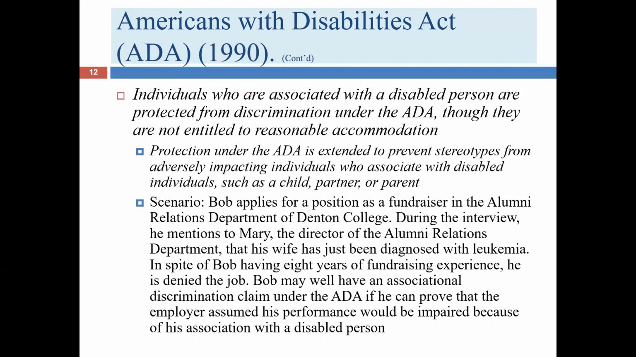If I am in some way associated with a disabled person, I can't be discriminated against on that basis. I'm not, though, entitled to a reasonable accommodation. So let's imagine that I have a disabled child. This child needs lots of physical therapy, lots of medical visits. My employer is not required to accommodate my need to be off to take my child to these various and sundry appointments. I can't be discriminated against because of my relationship with my child, but I'm not entitled to reasonable accommodations because of his or her circumstance.